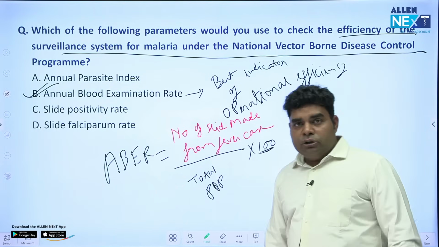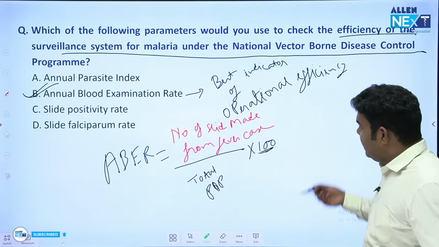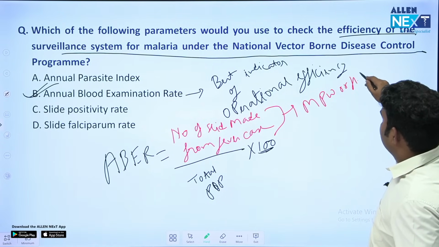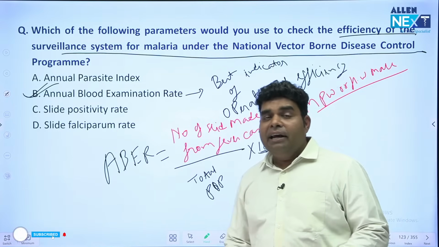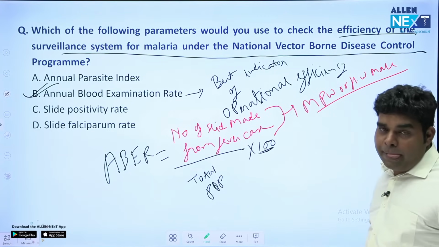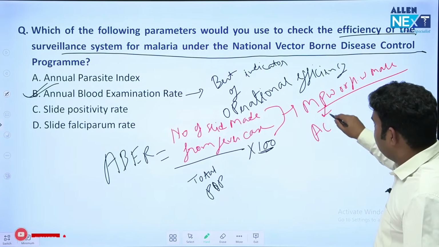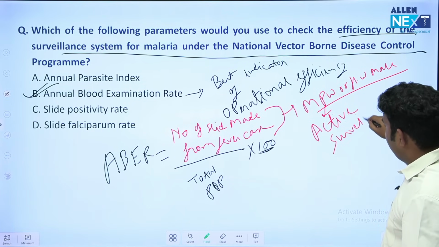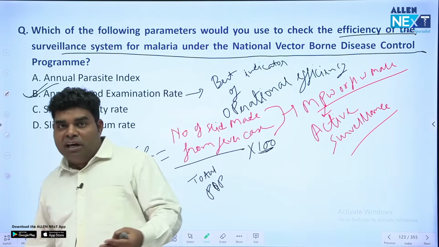Okay, so ABER tells us whether people are working, making slide or not. And who makes slide? I hope you all know. MPW makes slides. MPW is also known as health worker male. He visits every house in the village once in 14 days, and if anyone has fever, he will make 2 blood smears from their blood. So this is which type of surveillance that they have asked in one of the MCA exam 2 years back? This is active surveillance, because the health worker is going to the house and searching for hidden cases. This is active surveillance.